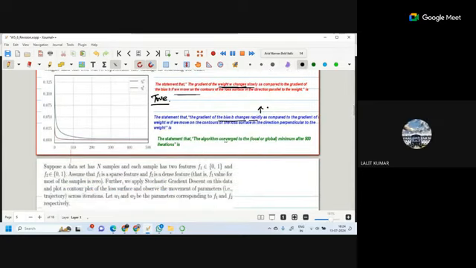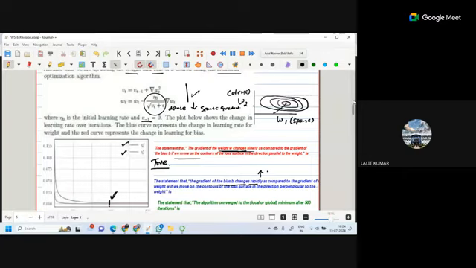And for the statement that the algorithm converges to the local or global minima after 500 iterations, we can see that the effective learning rate for both W and B is becoming constant somewhere around 300. So it is convergent.